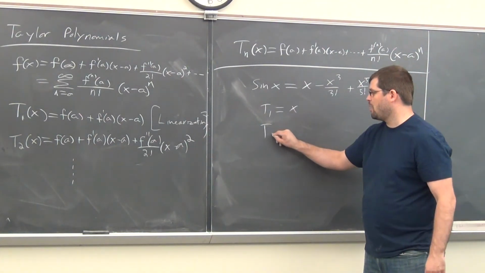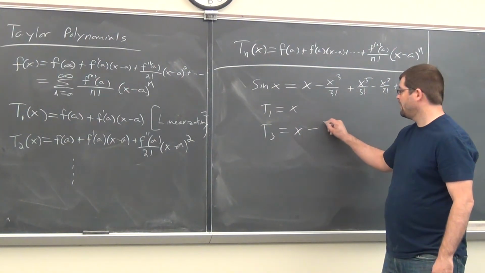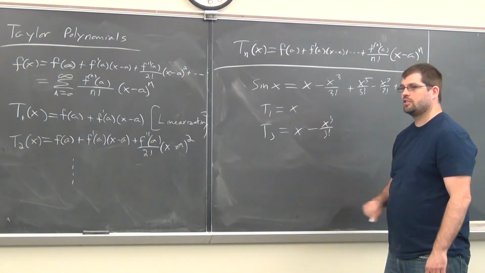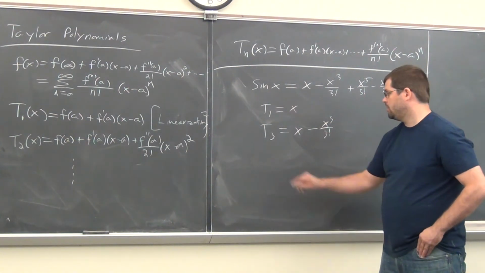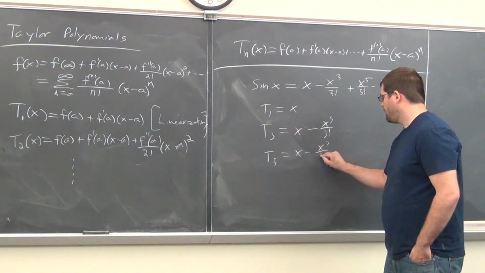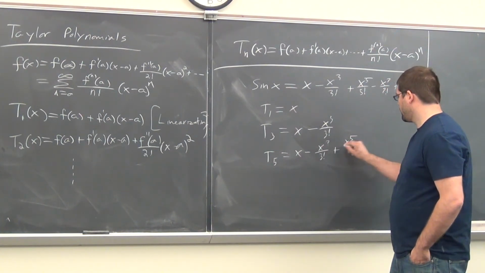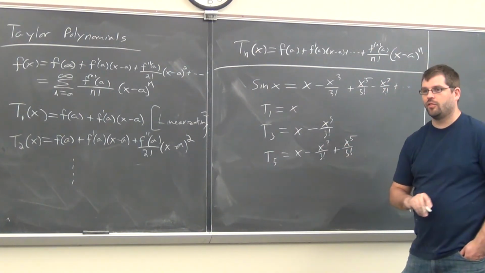So we're just going to grab the odd ones. T sub 3 is x minus x cubed over 3 factorial. T sub 5 is x minus x cubed over 3 factorial plus x to the 5th over 5 factorial.